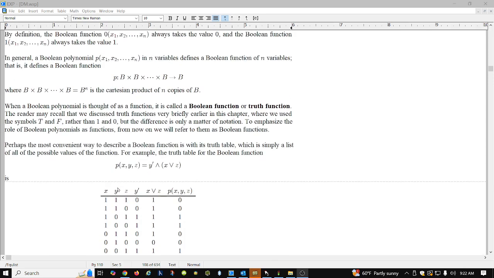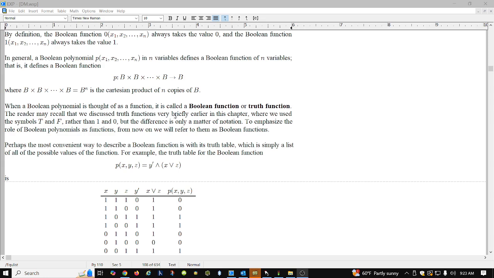When a Boolean polynomial is thought of as a function, we'll call it a Boolean function, or sometimes it's called a truth function. And we did discuss these briefly some time ago, where the notation was a little different. We talked about truth tables being the same as truth functions, where the variables can take on either T or F, and the function returns either T or an F. Now we're using 1 and 0 for T and F, but otherwise it's only a change in notation.